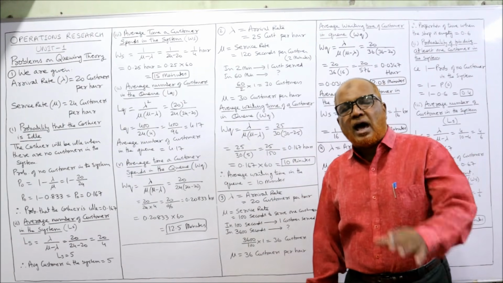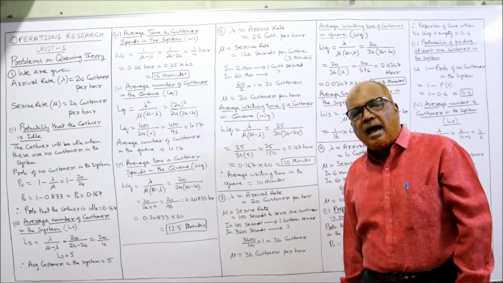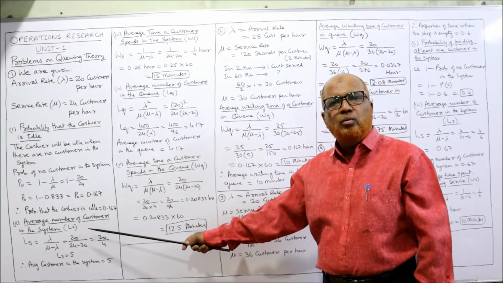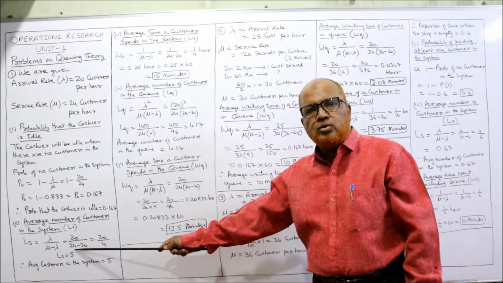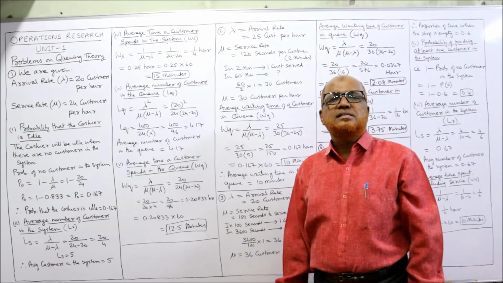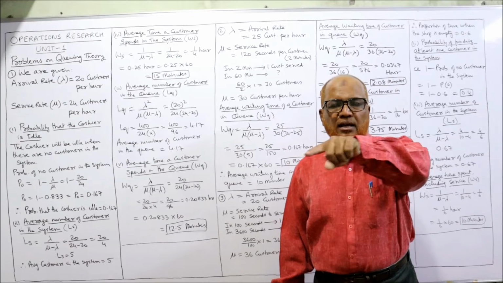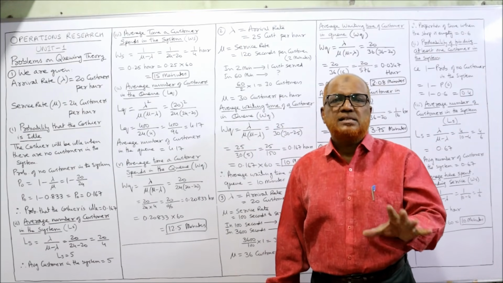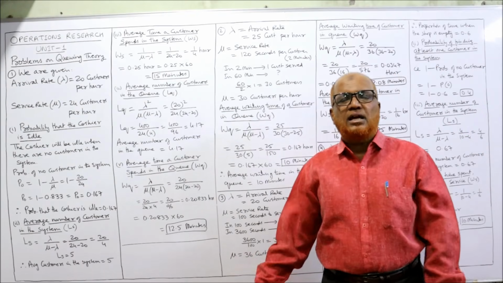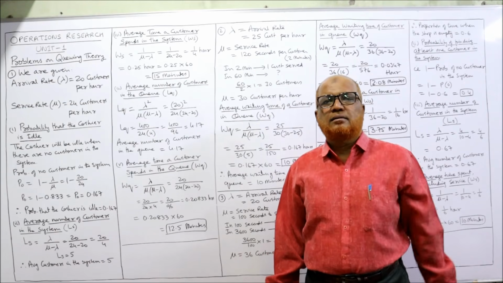So LS stands for the average number of customers in the whole system. The formula is lambda divided by mu minus lambda. Lambda is 20, mu is 24. So 20 divided by 24 minus 20 comes to 5. LS is equal to 5. That means on an average 5 customers are there in the whole system. That is LS. Now the third question is the average time a customer spends in the system. That is denoted by WS.